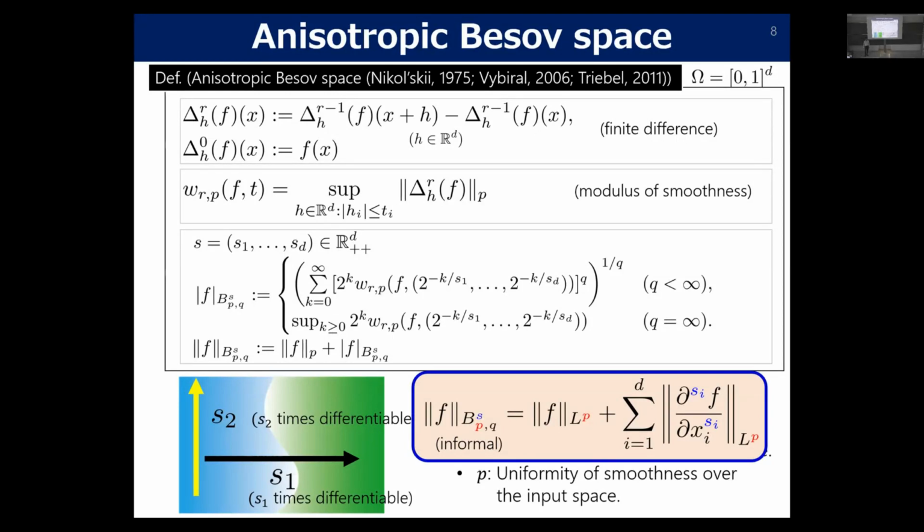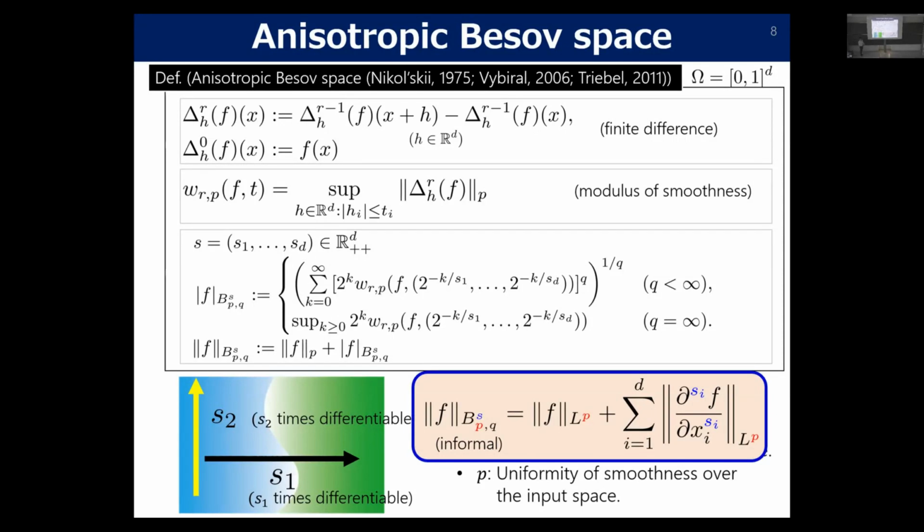I guess for P equals Q equals 2, that's the one case where everything matches. Yes, that is a very special case. I thought the Besov space norms could be written in two ways, and that this is the way that's handy for thinking about wavelets. There are many ways to define the Besov space, yes.